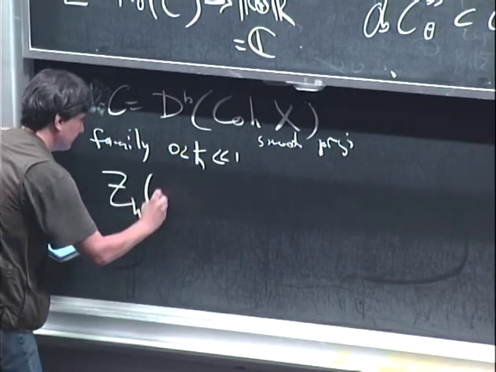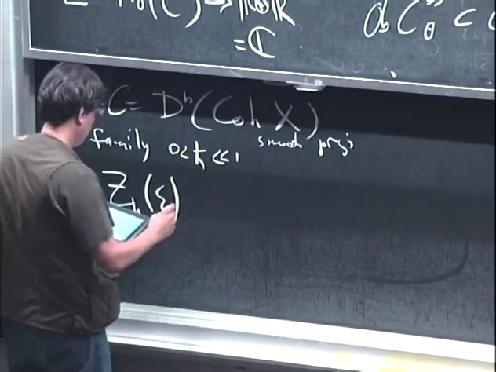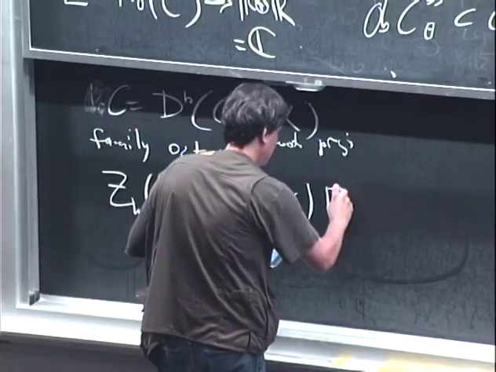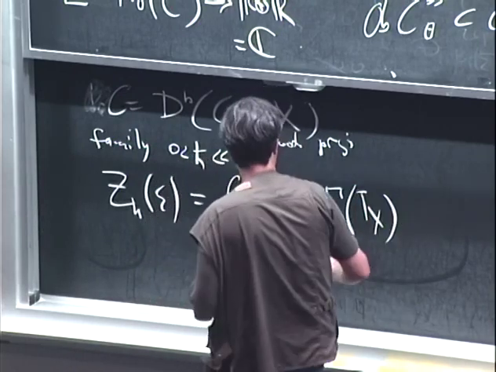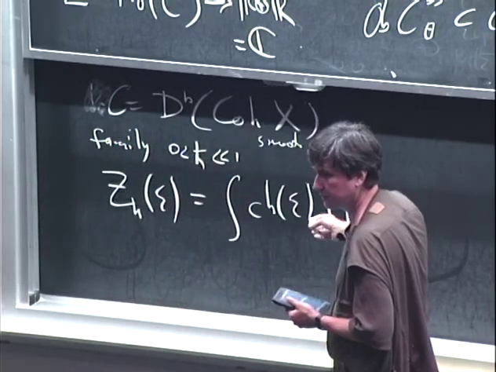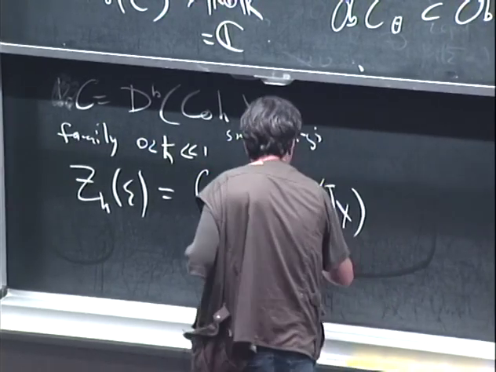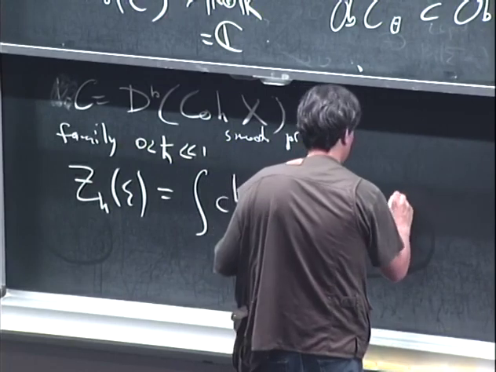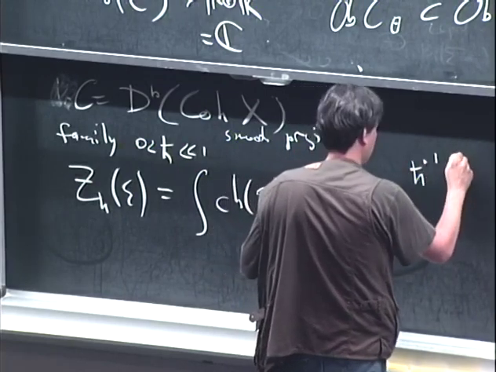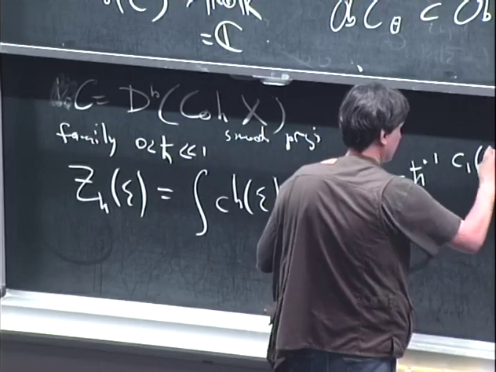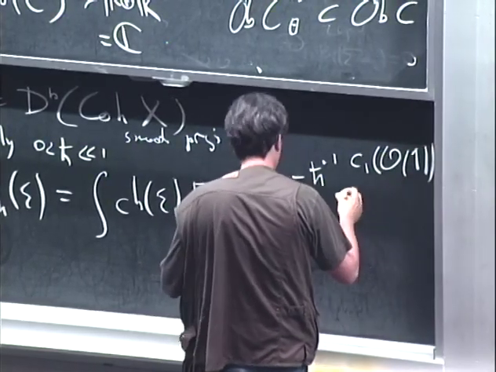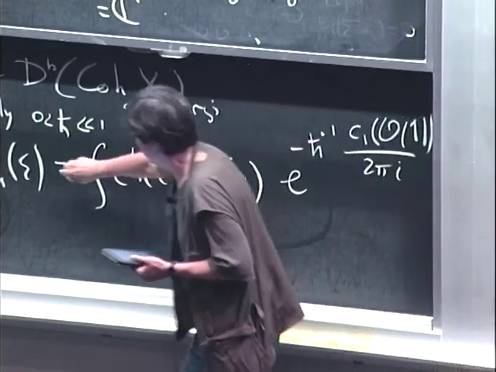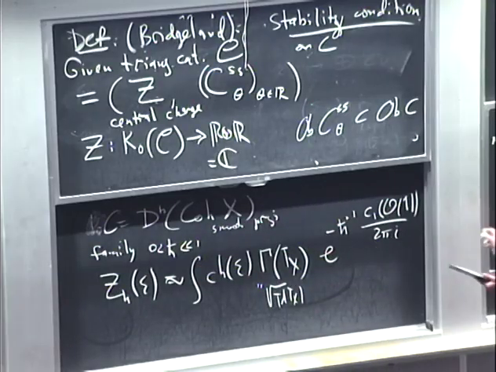And the stability condition will be an integral over the Chern class of something which I will not speak about. It's called gamma class. It's something like square root of Todd class, but not exactly. And then you multiply by exponent of h to the minus 1, maybe minus first Chern class of, let's say, an ample line bundle denoted by O(1), divided by 2πi. Now, it will be approximate.